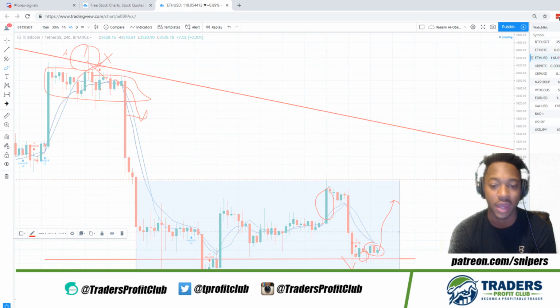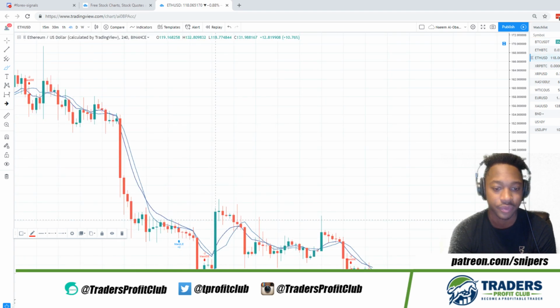Ethereum had that breakout to the upside right here, where we had that market spike, and a lot of our take profits were hit. Then eventually price came back down and we hit another take profit here, and now we're having lower momentum.